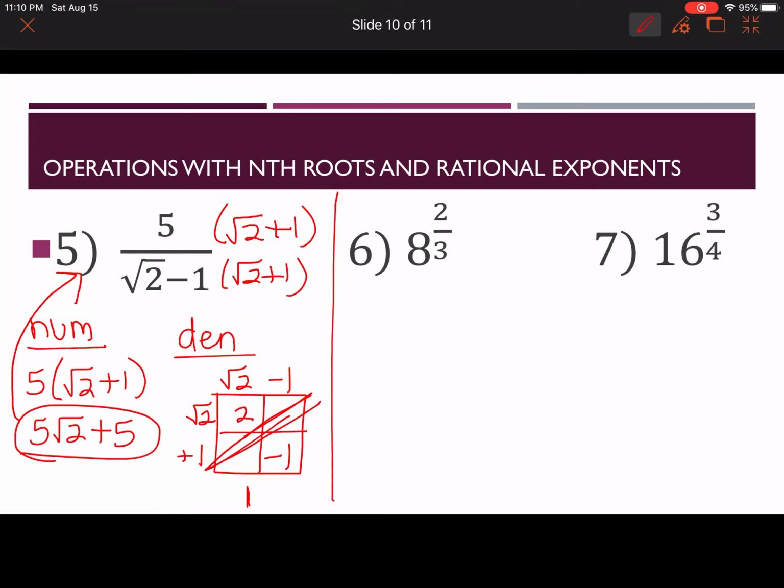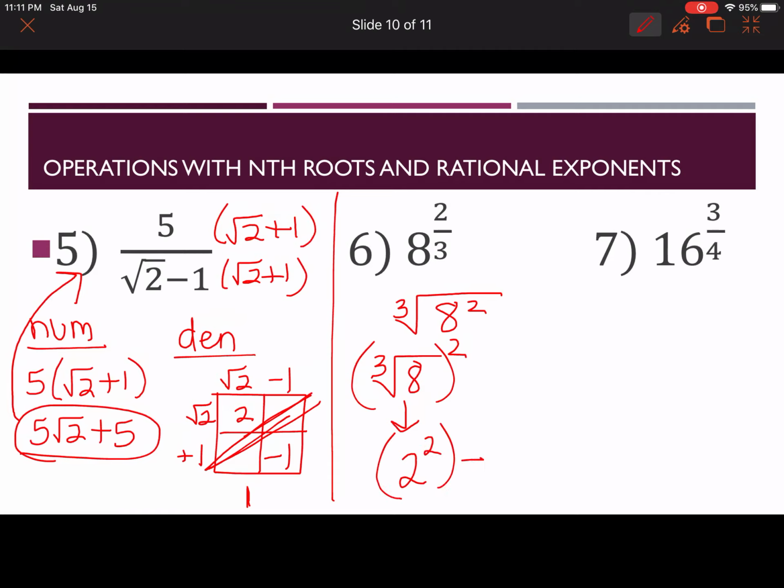This 3 is your index and 2 is your power. So this means we're taking the cube root of 8 squared. That can also be written this way. So that exponent could be underneath the radical, or you could also put it on the outside and wrap parentheses around it. Because I know 8 is a perfect cube, I'm going to start with that. So the cube root of 8 is 2. And then if I take 2 squared, I get 4.